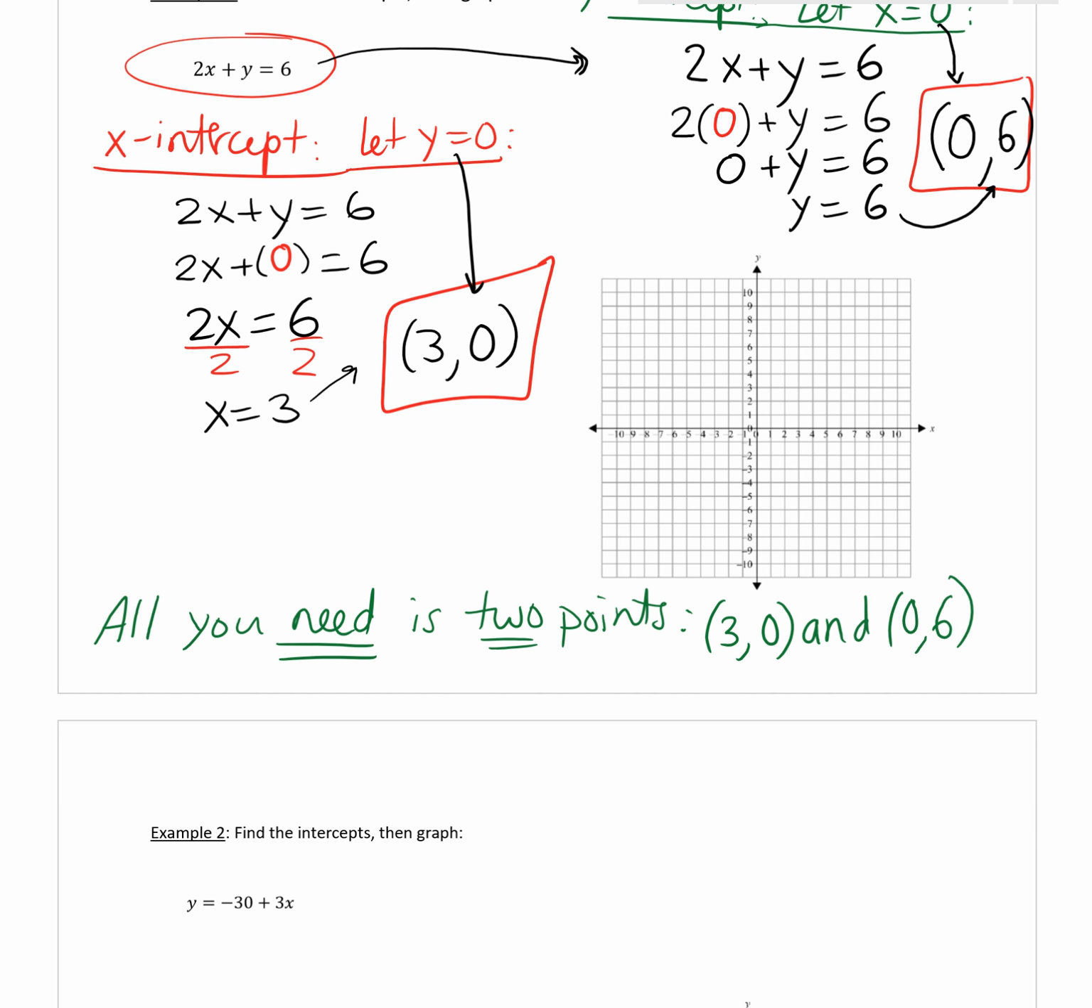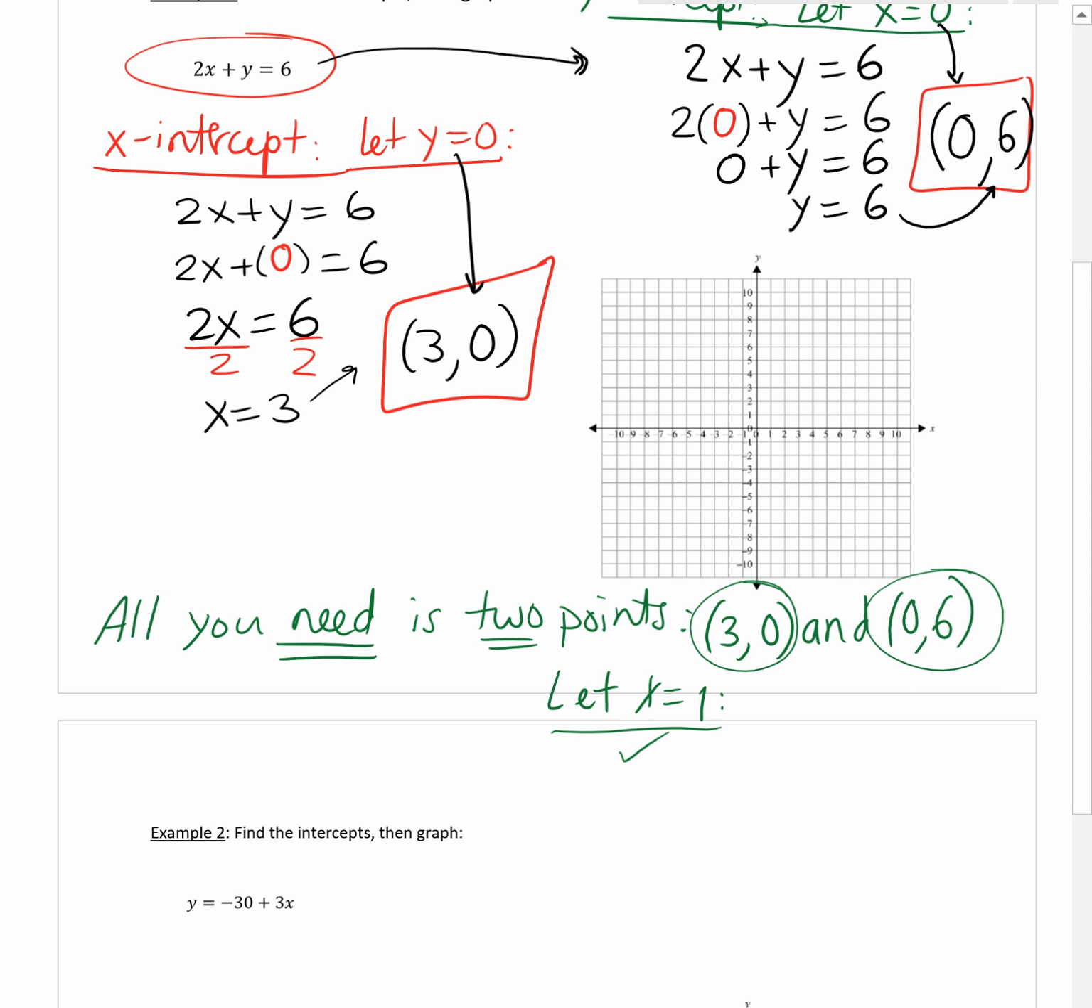I won't really be able to check my answer, but if you feel confident enough, then you probably don't need to. But if you did want to check your answer, you could find another point, let x equal 1 or something, and see what happens. And if the 3 points you find, the (3, 0), (0, 6), and this last point, all line up in a line, then you must have done it right. But if you're short on time, then you want to just find 2 points just to be safe.